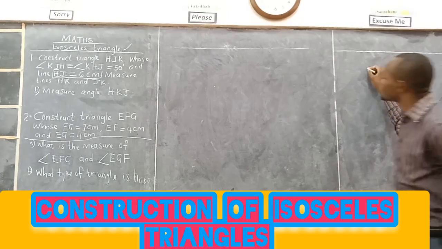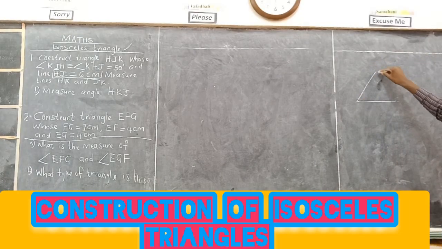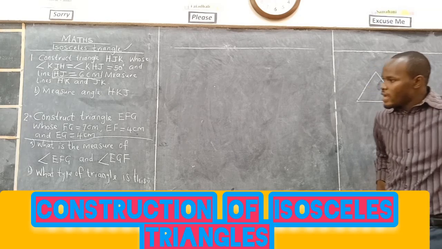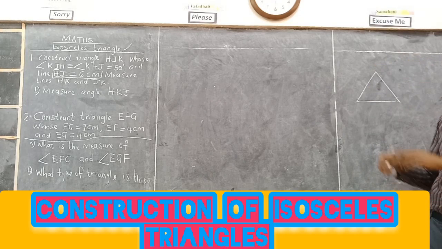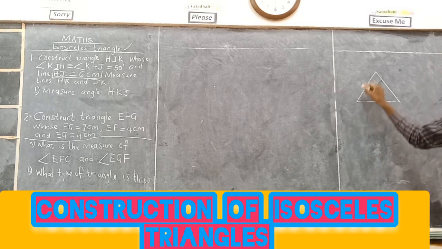EFG, that is our triangle. This is how triangles look. You are told all of them are lines, so you can put any letter anywhere. The construction will be the same. But let us start with the first one.